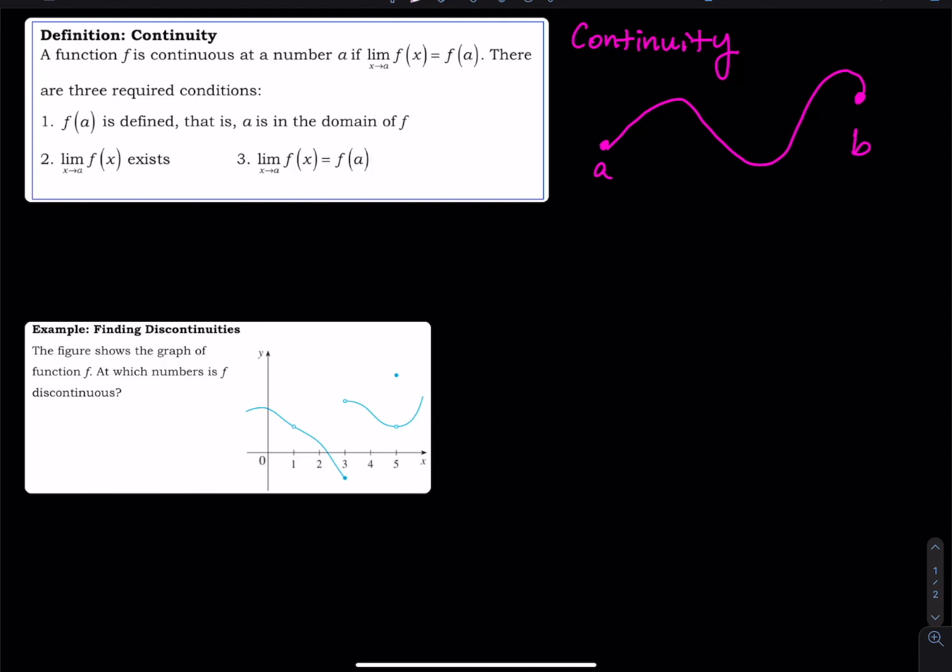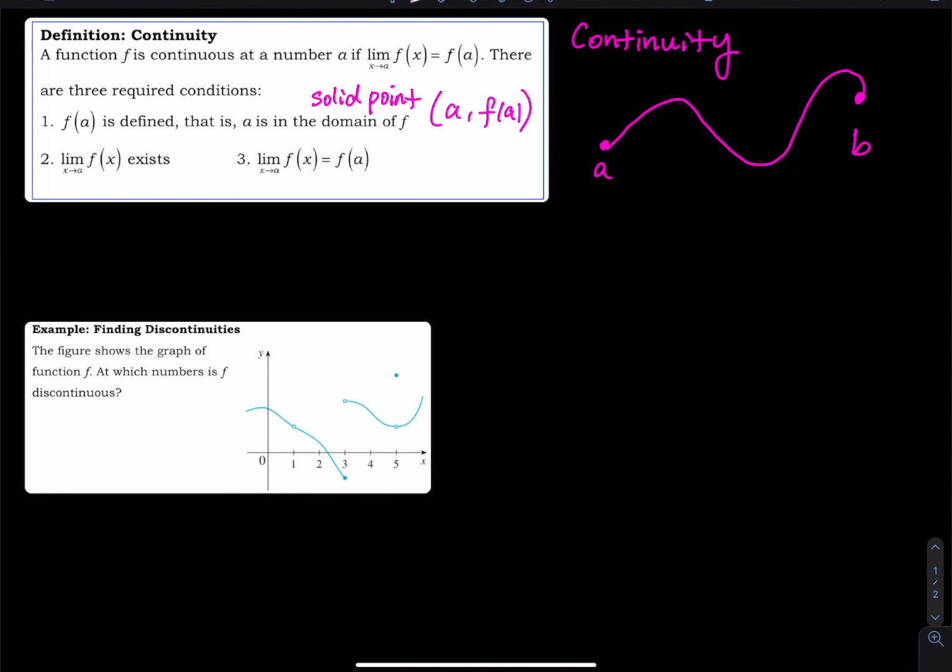There are three required conditions. Number one is f of a is defined. Notice this is a function evaluation. It is not a limit. F of a is defined, so that means there is a solid point. When x is equal to a, y is equal to f of a. This is a solid point.